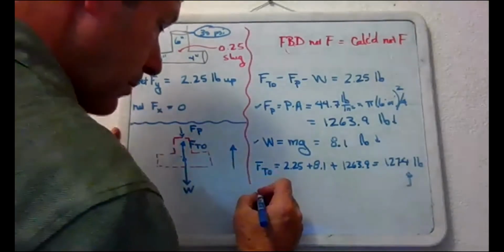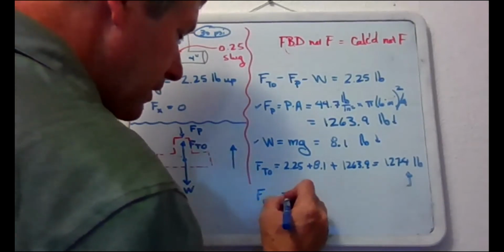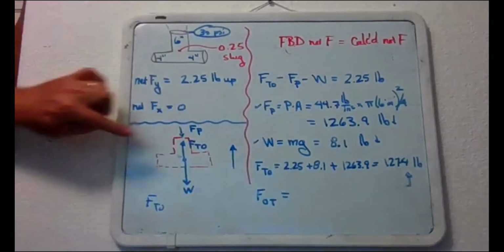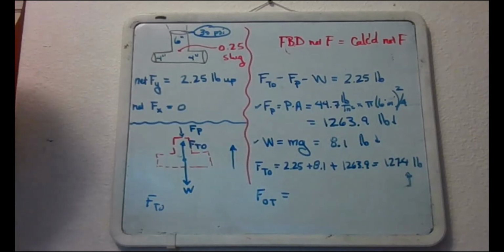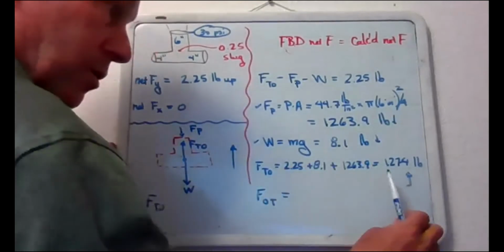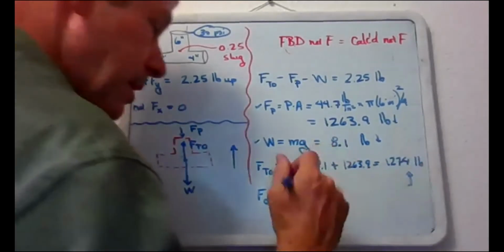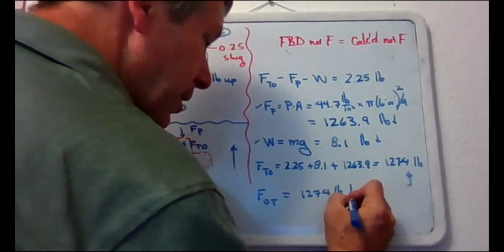A lot of times then we would think about Newton's third law. What is the force of the oil on the T? Okay, how hard is this oil actually pushing on the T? And once again, that would be Newton's third law. If there's a 1274 pound force up, there's going to be a 1274 pound force down, which is huge.